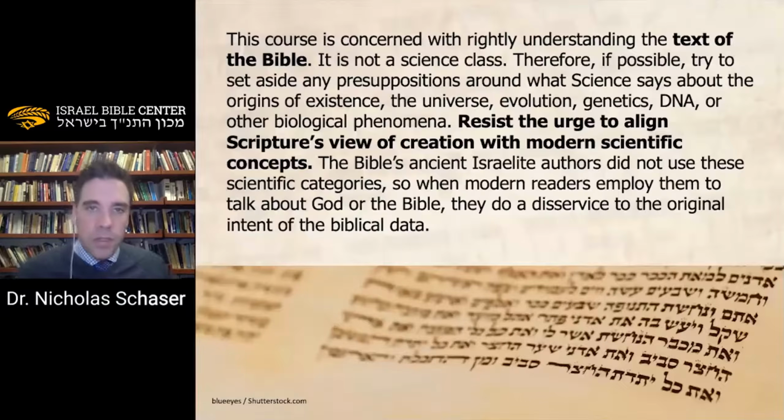This course is concerned with rightly understanding the text of the Bible. It is not a science class. Therefore, if possible, as a student of this course, try to set aside any presuppositions around what science says about the origins of existence, the universe, evolution, genetics, DNA, or other biological phenomena. Resist the urge to align Scripture's view of creation with modern scientific concepts. The Bible's ancient Israelite authors did not use these scientific categories, so when modern readers employ them to talk about God or the Bible, they do a disservice to the original intent of the biblical data.